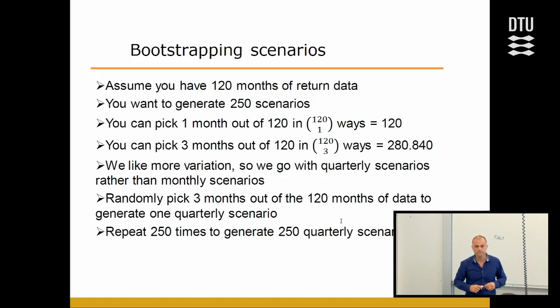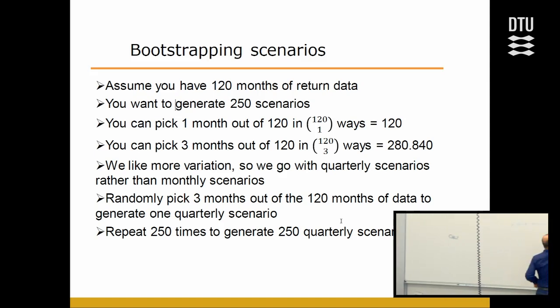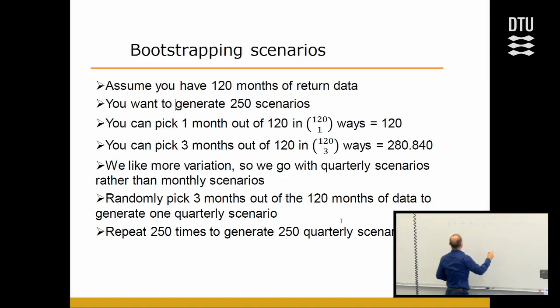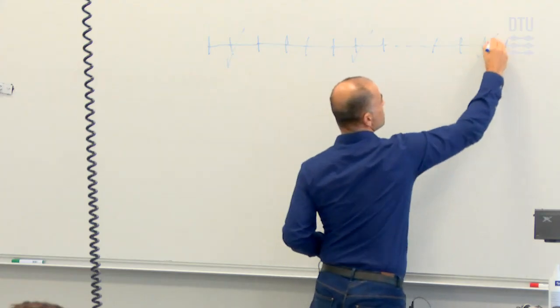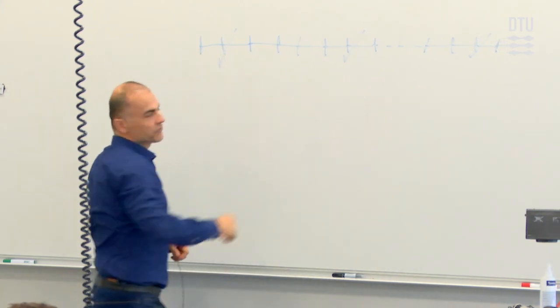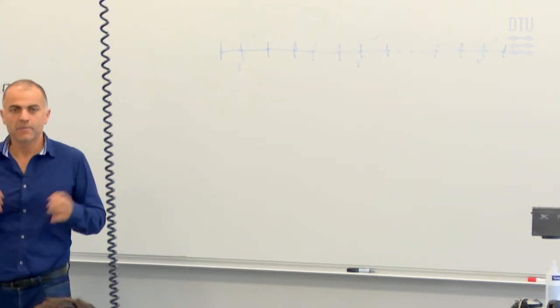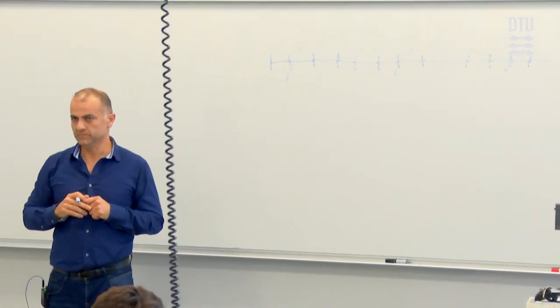Is it like 3 months, following 3 months? No, it's randomly picked, right? So the idea would be, let's say these are the last 120 months, right? So I just randomly pick this one and this one and this one. I have those 3 returns, 3 months, and out of that I generate 1 quarter, right?